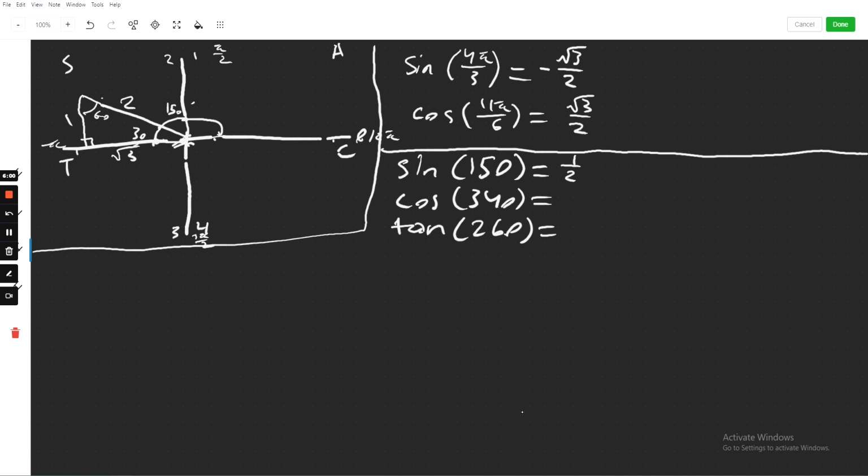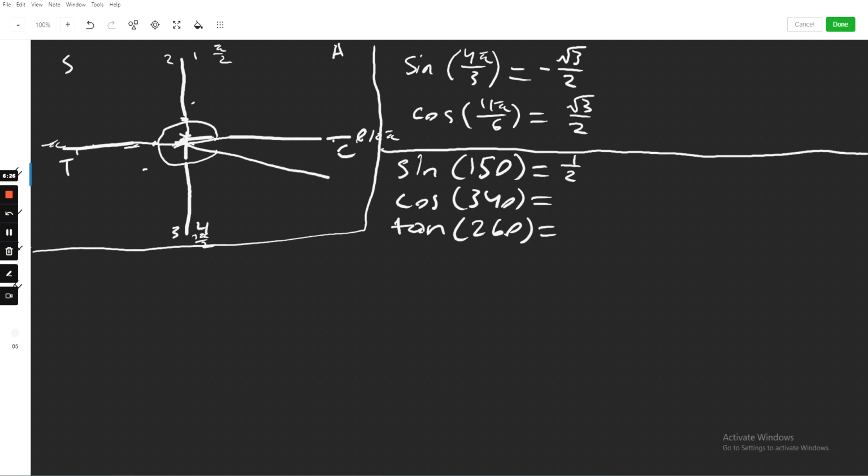Now we can move on to the next example. First, we have to draw where the terminal arm would be, in which quadrant, before we can evaluate the value of this trig ratio. So, erase one more thing. There we go. Okay, so cosine 340. First, we have to figure out where 340 is. So this is 90, 180, 270, 340.